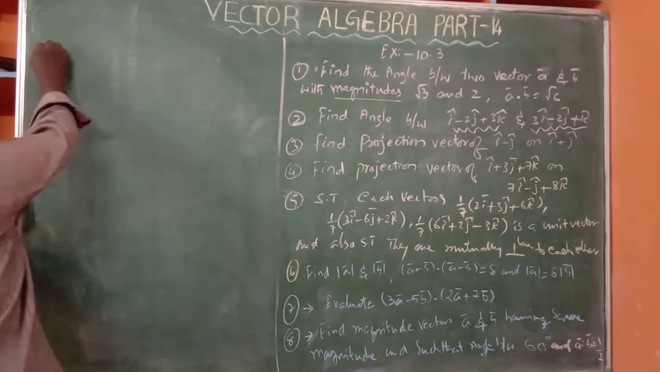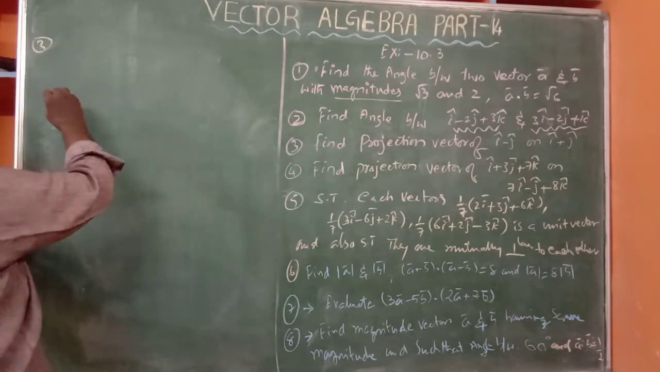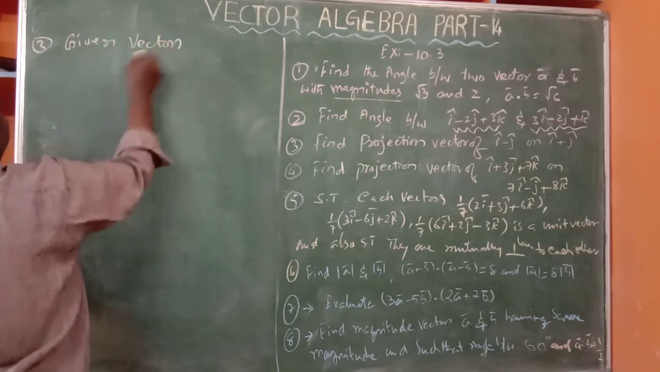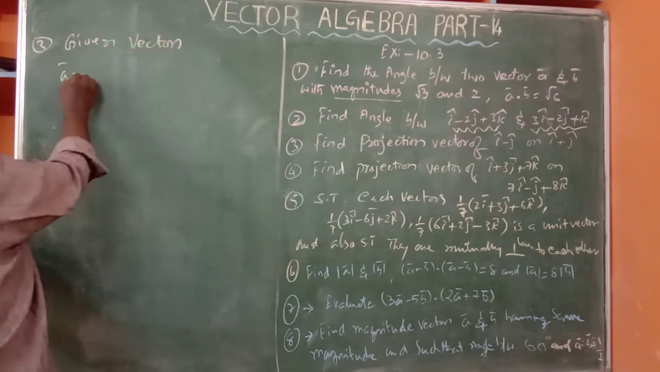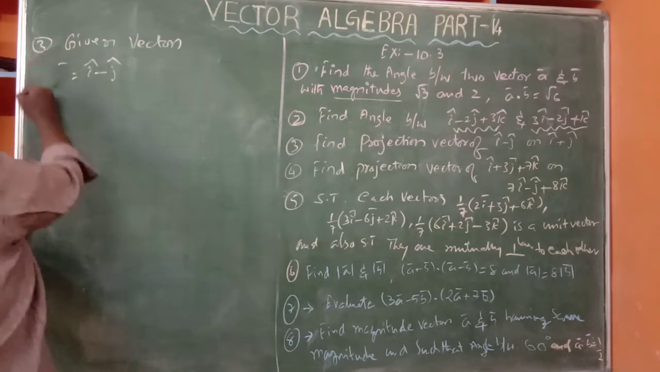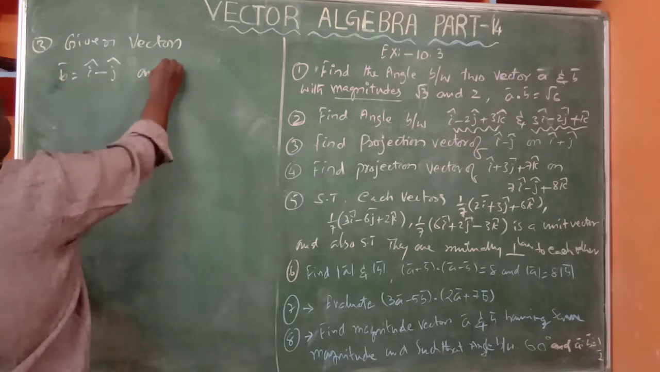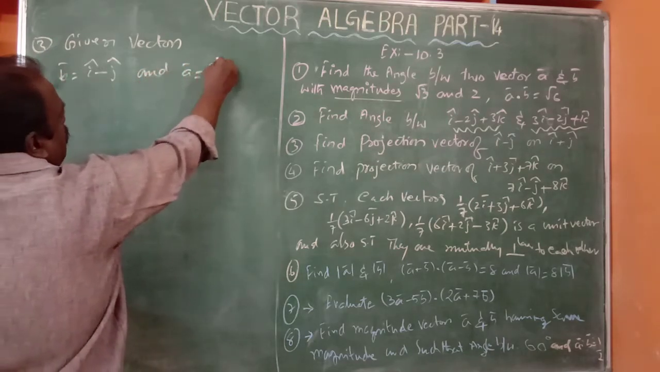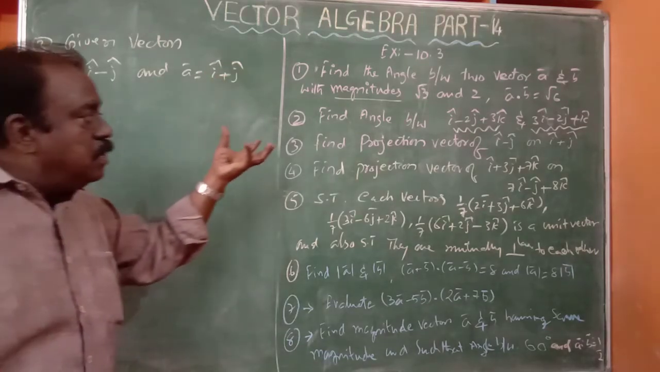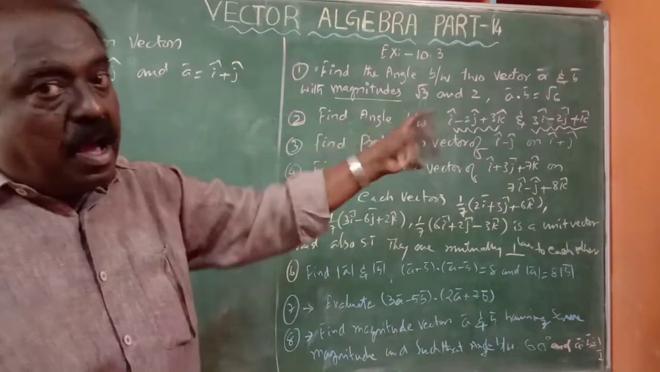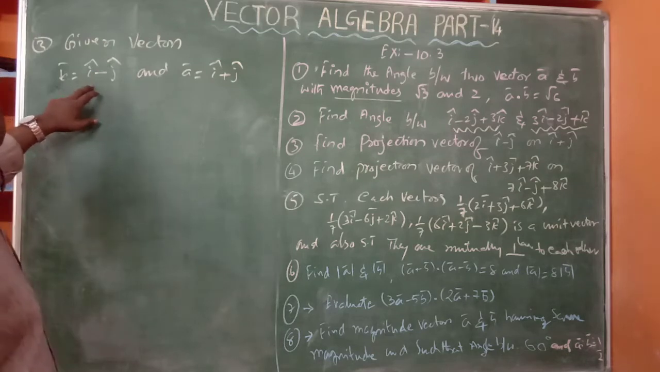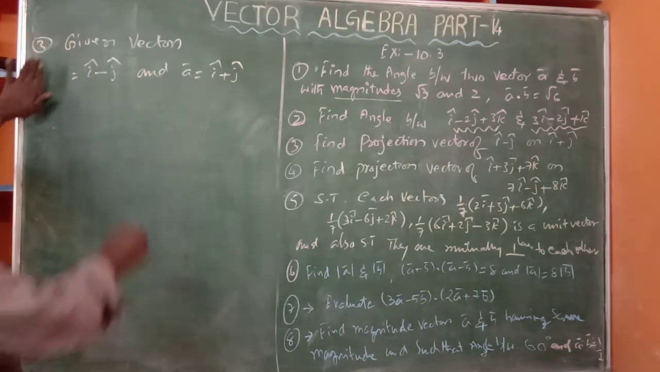Here you see the third one. Given vectors: B bar is equal to i minus j, and A bar is equal to i plus j. Now we find the projection vector of B bar on A bar. The formula is like that, which is why I am taking the first vector as B bar and the second vector as A bar.